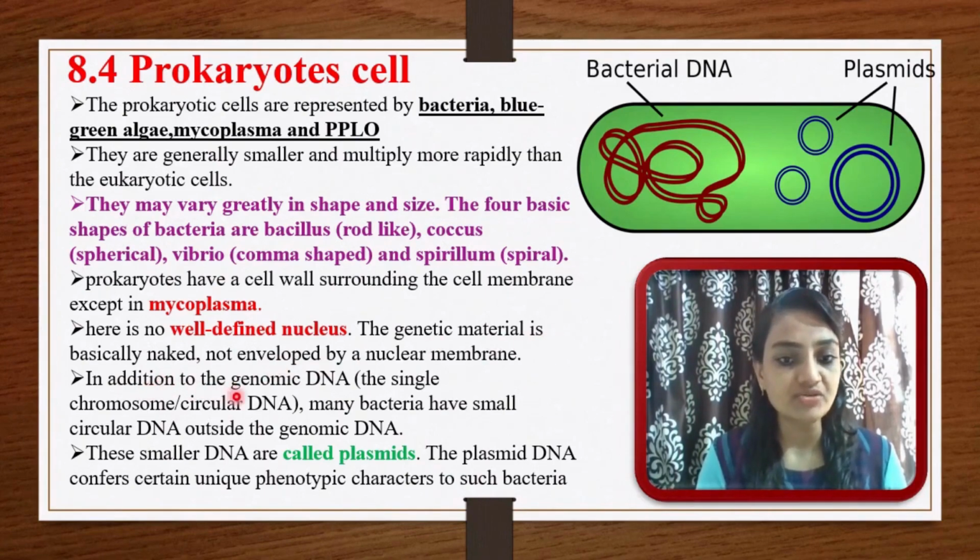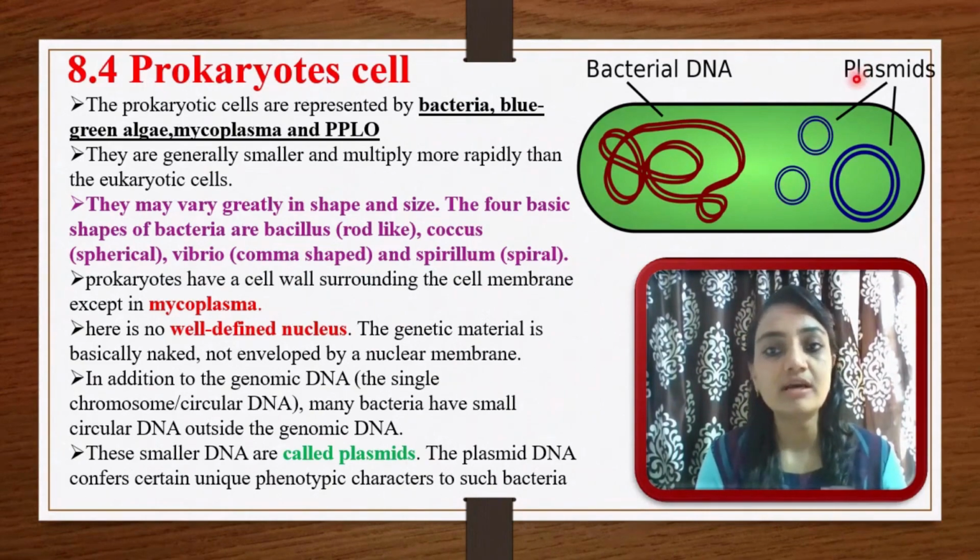In addition to genomic DNA, which you can see here is the main DNA, called bacterial DNA, they have some extrachromosomal DNA. Many bacteria have small circular DNA outside the genomic DNA. In this diagram, this is the main bacterial DNA, and along with that some extra DNA, circular in shape, is also found. The circular DNA found outside the chromosome is called plasmid.